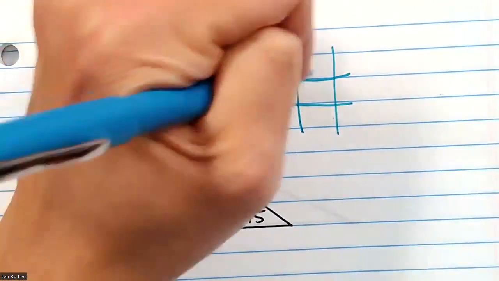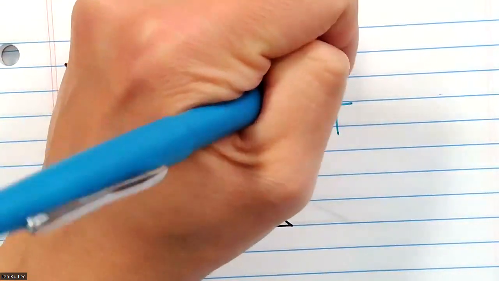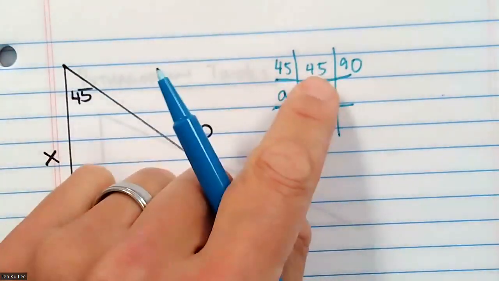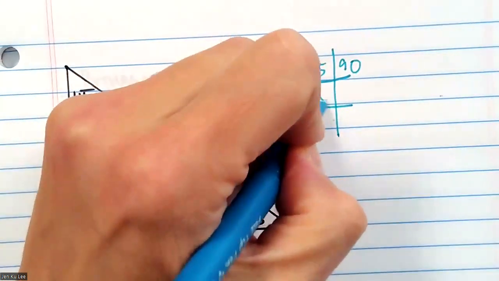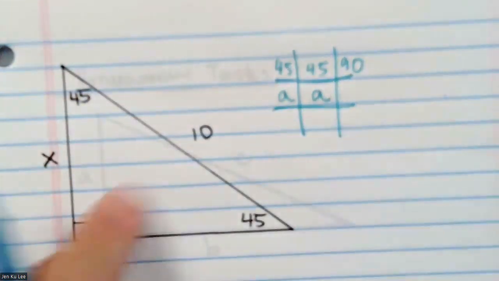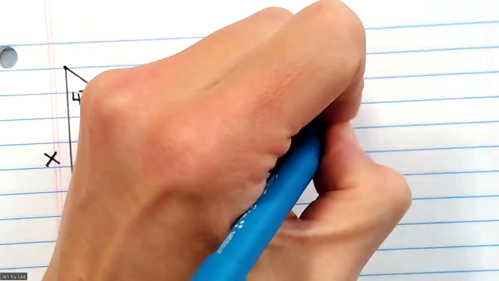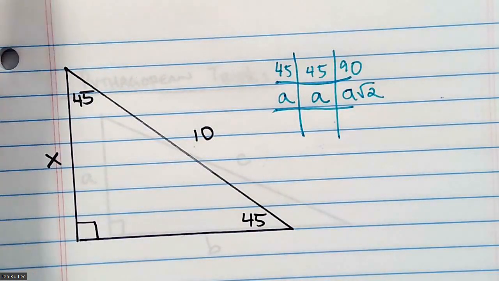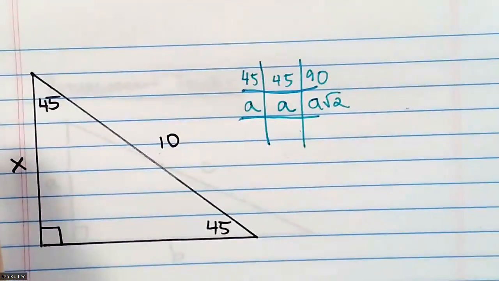It's a 45, 45, 90. I know across the 45 is a. I know across the other 45 is also a. Across the 90 is going to be a square root of 2, right? Okay, that's my ratio of the sides, correct?